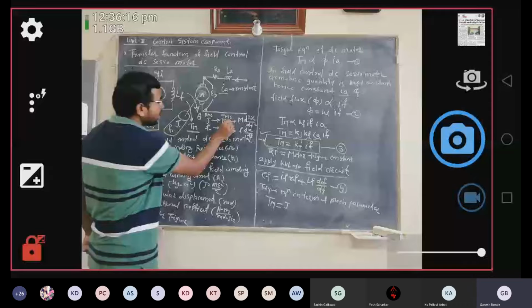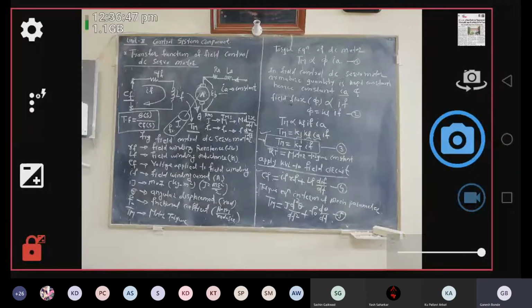Then X displacement is analogous to what? Theta. So therefore J d2 theta by dt square plus F0, F is analogous to F, then X is analogous to theta, so F0 d theta by dt. Okay, so the equation number 5 for this. So this is your expression of torque in terms of mechanical parameters.